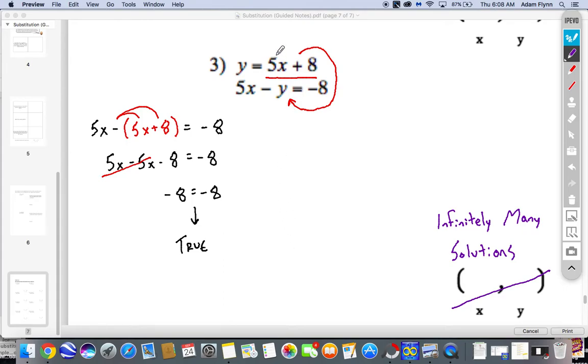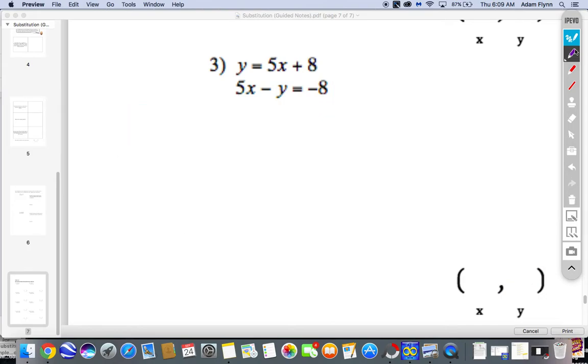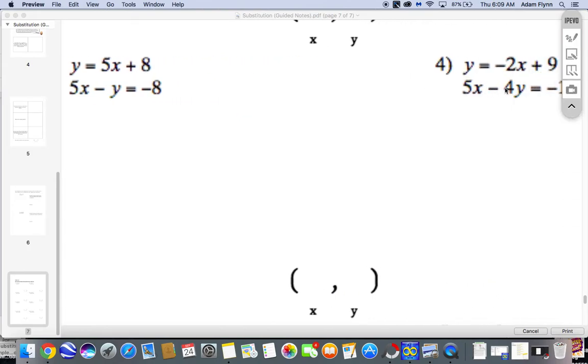Okay. In fact, these are the same exact line, just in different forms. This top one's in slope-intercept form, this bottom one's in standard form. So if we get true, it's going to be infinitely many solutions. If we get false, it's going to be no solutions. Onward to number 4.